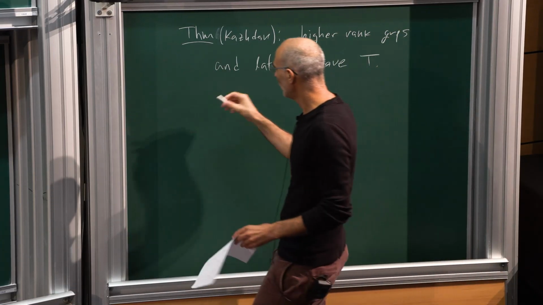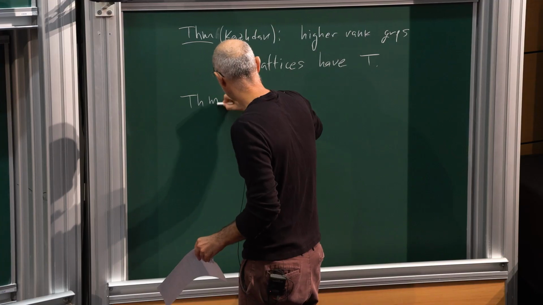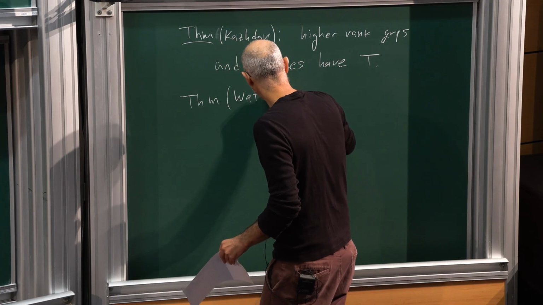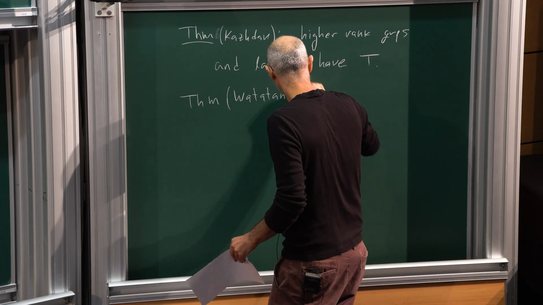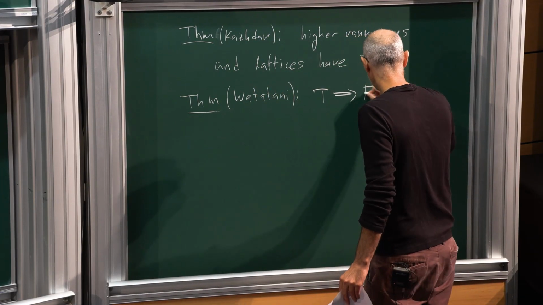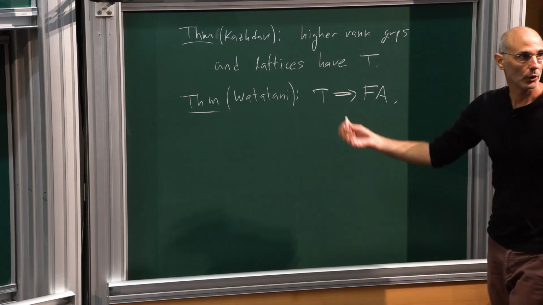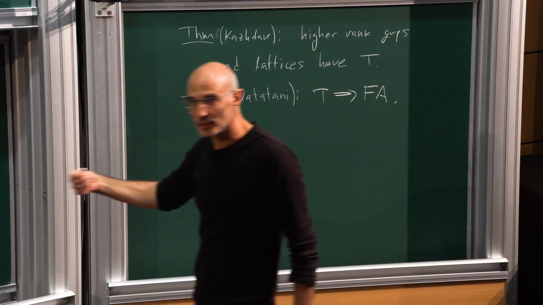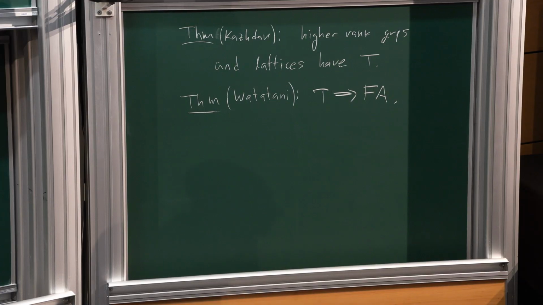And another theorem by Watatani: T implies FA. I write it in this shorthand notation. Let me just say it again. If a group has property T, every action of it on a tree has a fixed point.